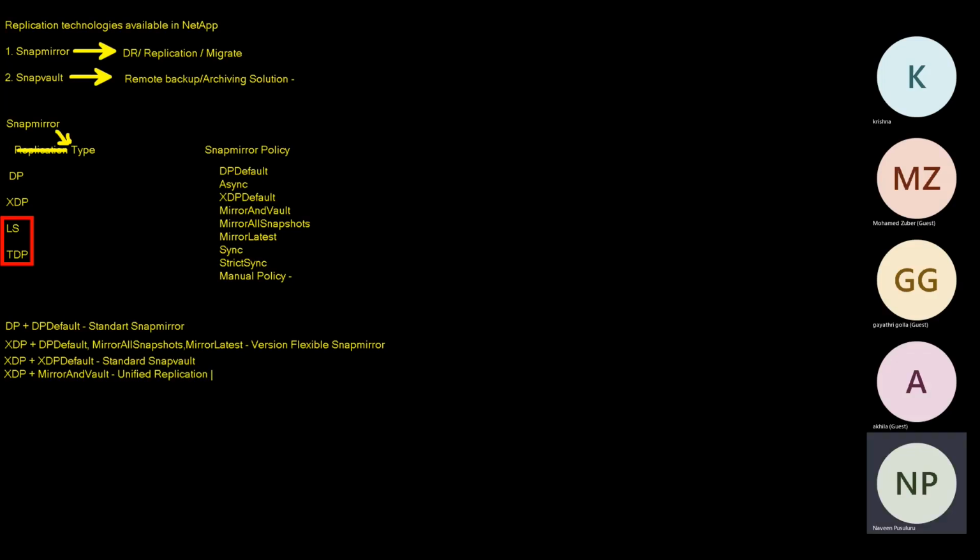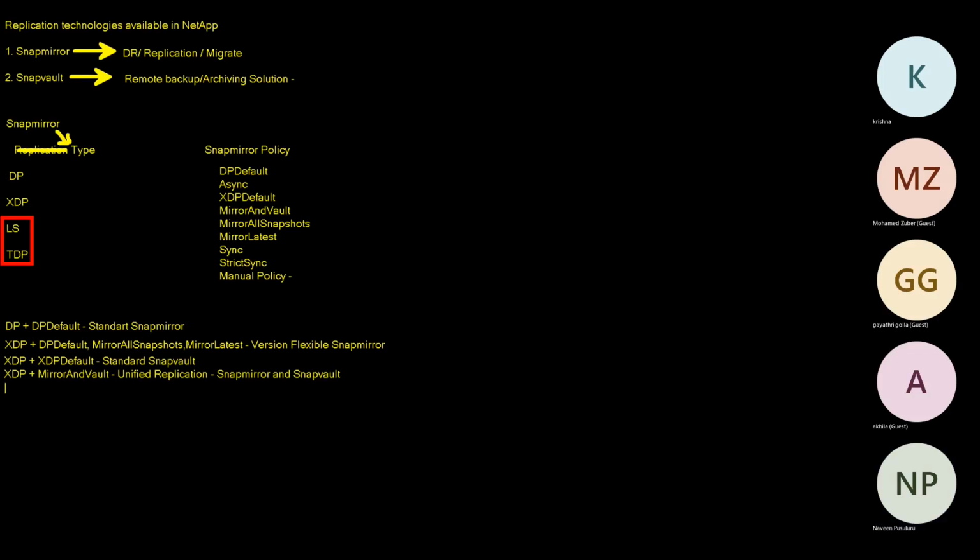Unified replication means on the same source and same destination, we can use it as both snap mirror as well as snap vault. We can use the destination volume as snap mirror for DR purpose, replication purpose, or migration purpose, or we can use the same destination volume as a snap vault. That means you can recover the data from the destination volume to the source volume when you lost some data on the source volume. It will work as both.